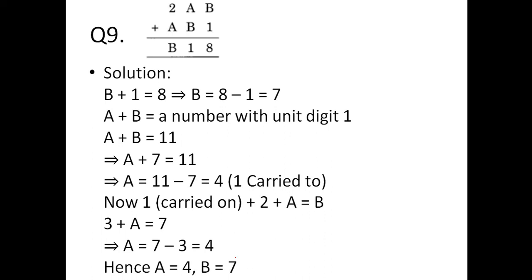So in the last column, 1 plus 2 plus A equal to B. Is it not correct? Because from the previous calculation you got a carry of 1. So 1 plus 2 plus A equal to B. By solving that you will get A equal to 7 minus 3 equal to 4. Hence A is 4 and B equal to 7.